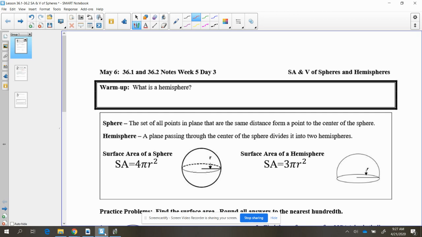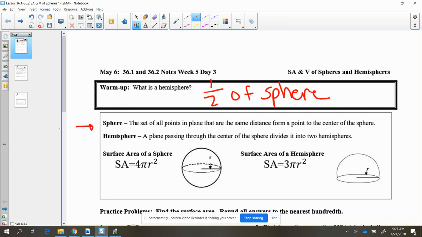Hello everyone, today we are going to focus on activity 36, which covers 36.1 and 36.2, the surface area and the volume of spheres and hemispheres. Now as our warm-up today, we're going to talk about, first off, what is a hemisphere? Well, a hemisphere is half of a sphere, our kind of ball-like structures, if you will.